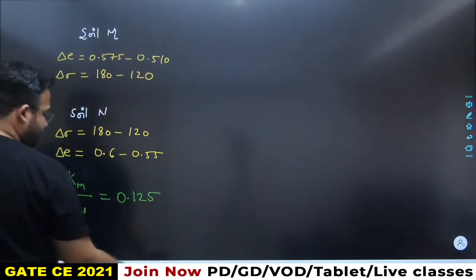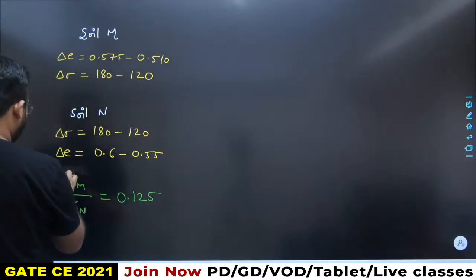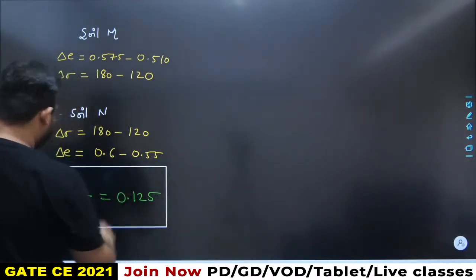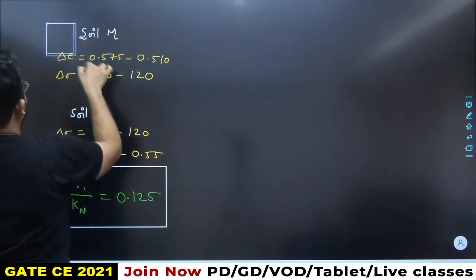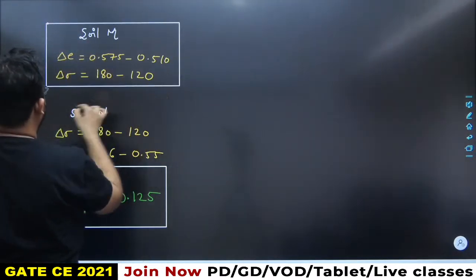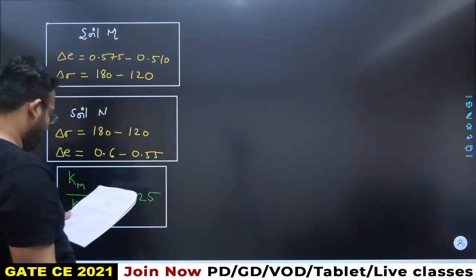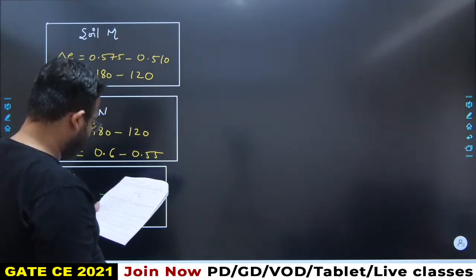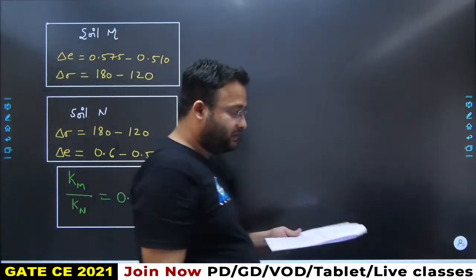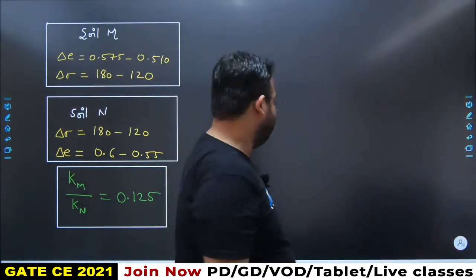0.125. So this they have mentioned here. Okay, so this is the important thing. So this much the data that we have here. This data is given to us, and on this basis they are asking me to estimate the ratio of coefficient of consolidation M to the coefficient of consolidation N. They are asking like that.